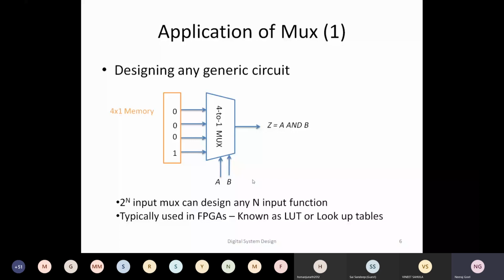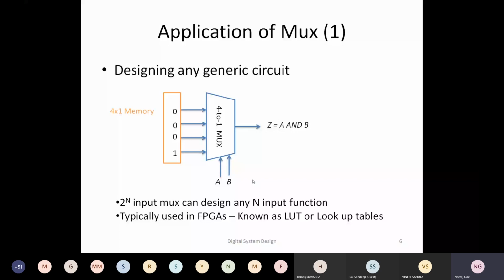So now these LUTs would represent those function blocks which have been created by synthesis of the circuit. So this way, this genericness of mux plus programmability is helping us in designing any circuit we want. Okay, so this is the first and most important application.